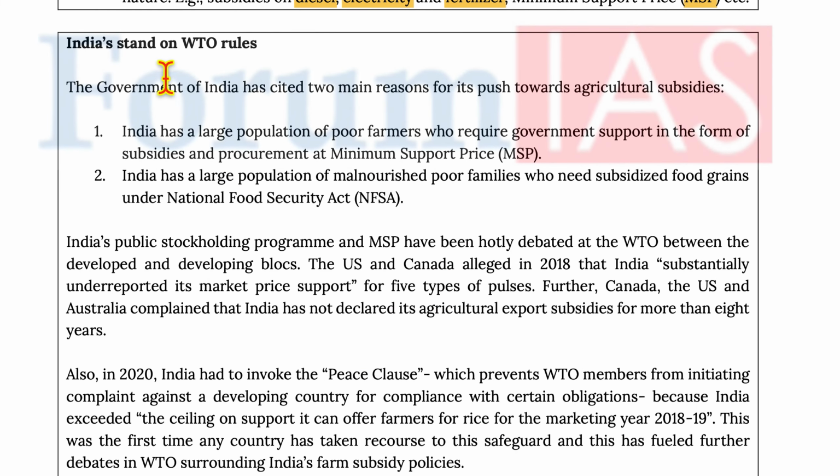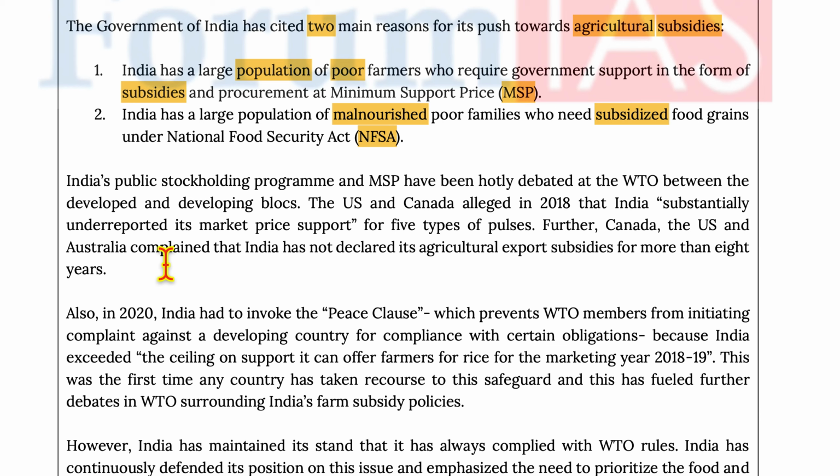Now, India's stand on WTO rules. The government of India has cited two main reasons for its push towards agricultural subsidies. The first is that India has a large population of poor farmers who require government support in form of subsidies and procurement at MSP. Now, India has a large population of malnourished poor families who need subsidized food grains under the NFSA Act, which is the National Food Security Act.